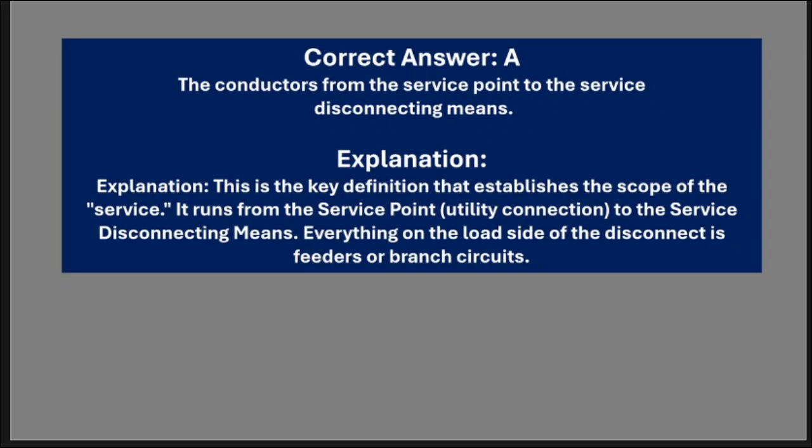Correct answer A. The conductors from the service point to the service disconnecting means. Explanation. This is the key definition that establishes the scope of the service. It runs from the service point, the utility connection, to the service disconnecting means. Everything on the load side of the disconnect is feeder or branch circuit.